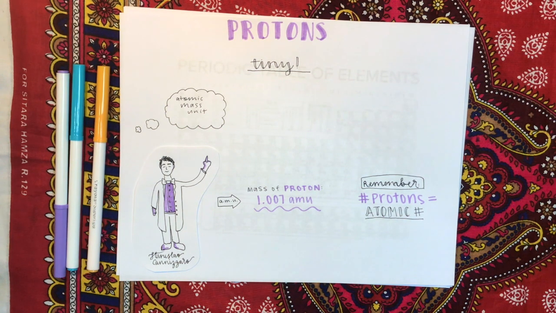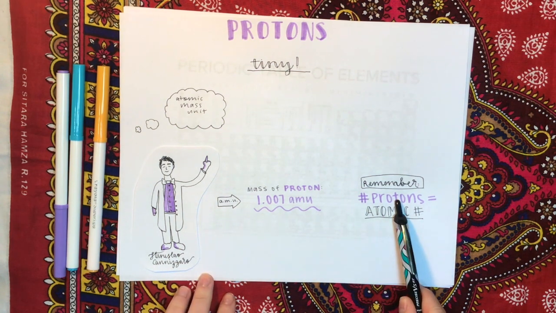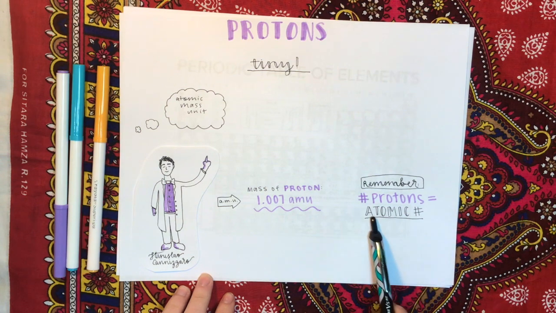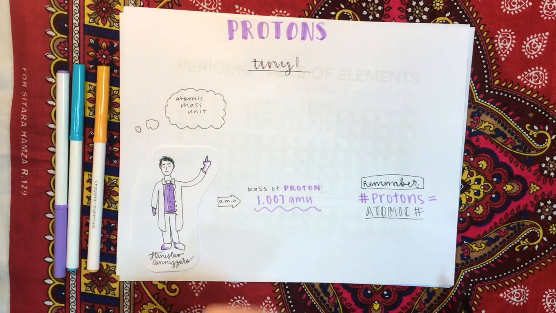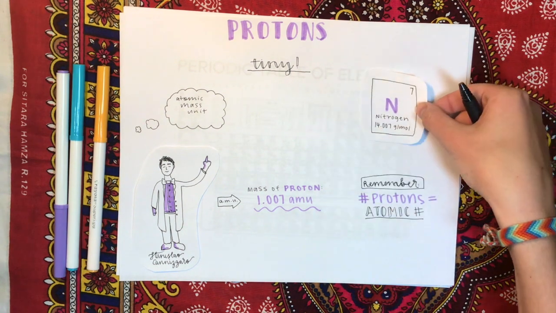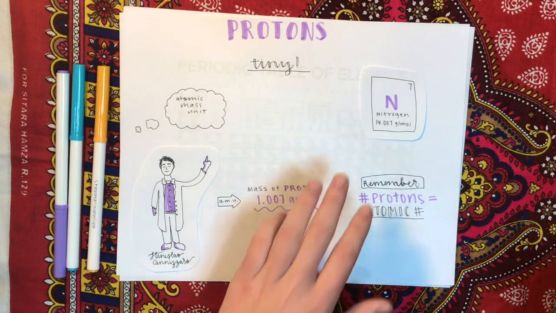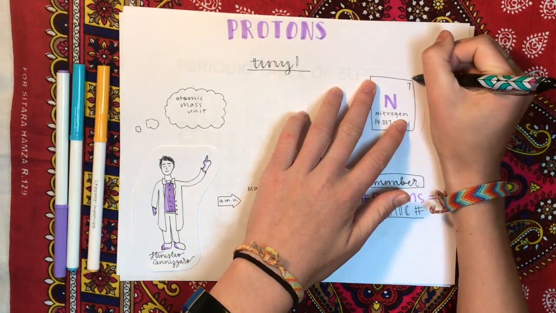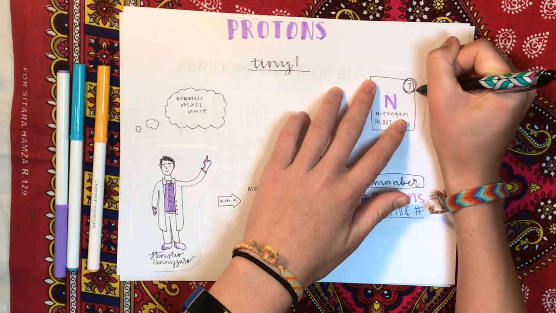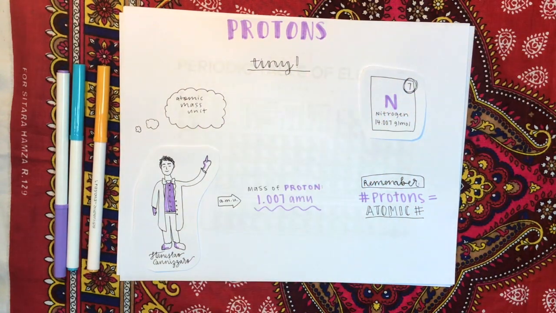Another important thing to know is that the number of protons in an atom is always equal to the atomic number of that atom. Atomic number is a characteristic of an atom that will refer us to what element the atom is. Every atomic number points to a unique element on the periodic table. For example, an atom with 7 protons must be nitrogen. The atomic number, the number shown in the top right corner of nitrogen, is 7, so nitrogen always has 7 protons.